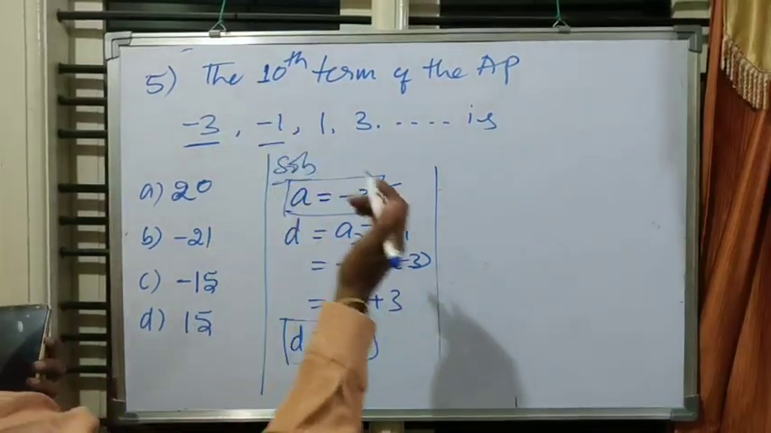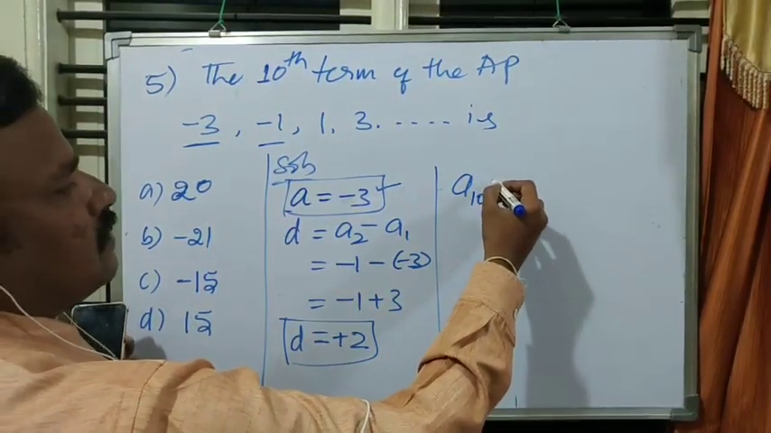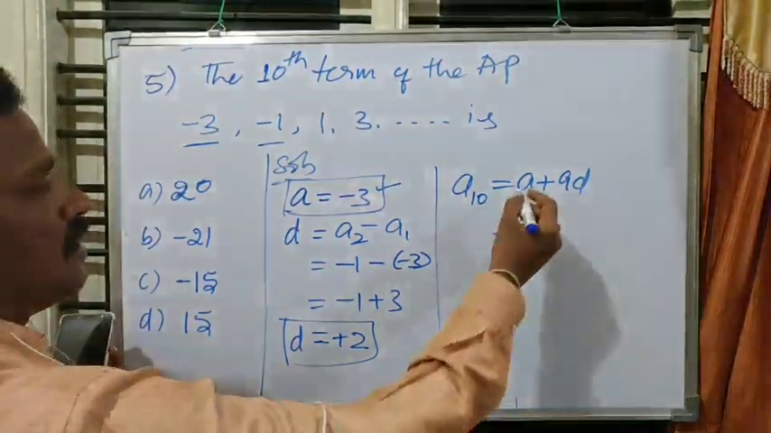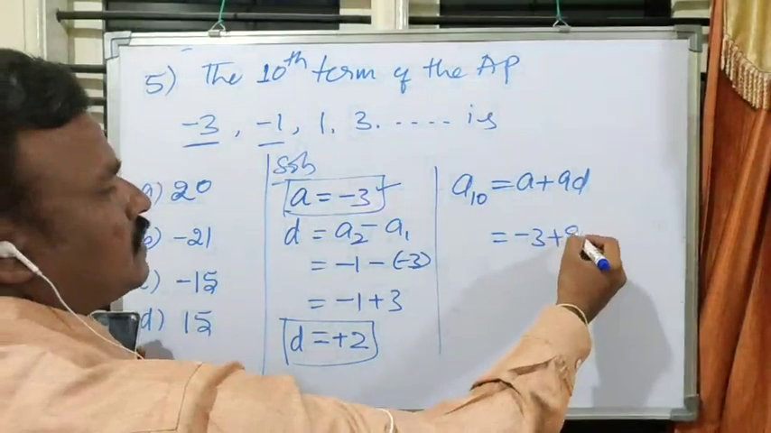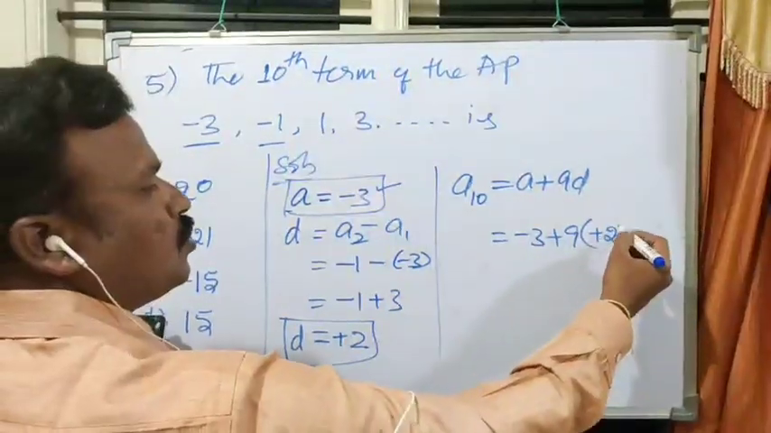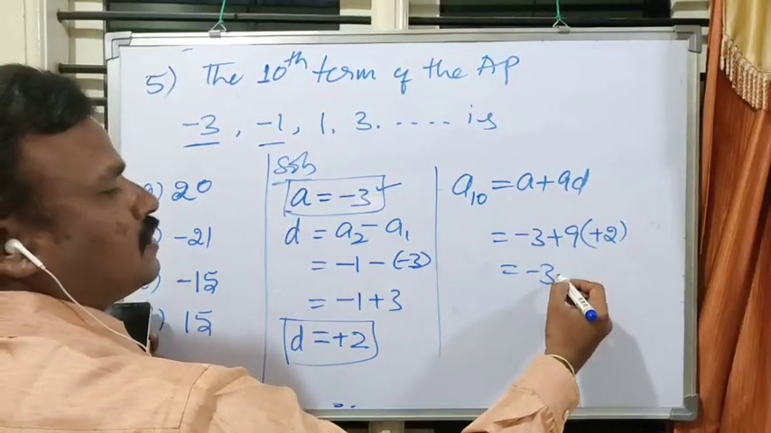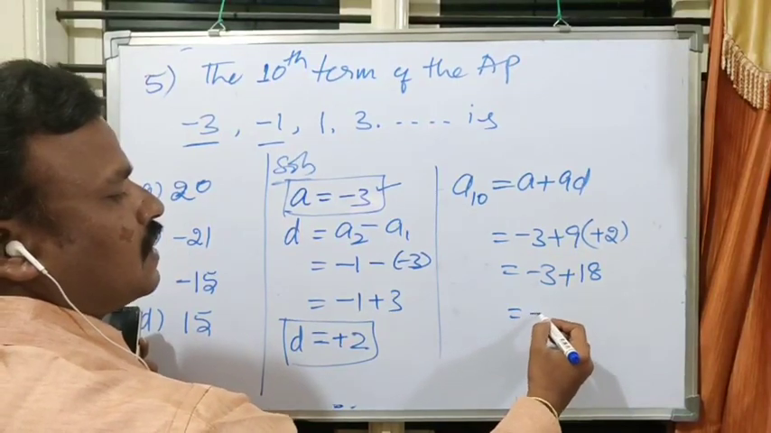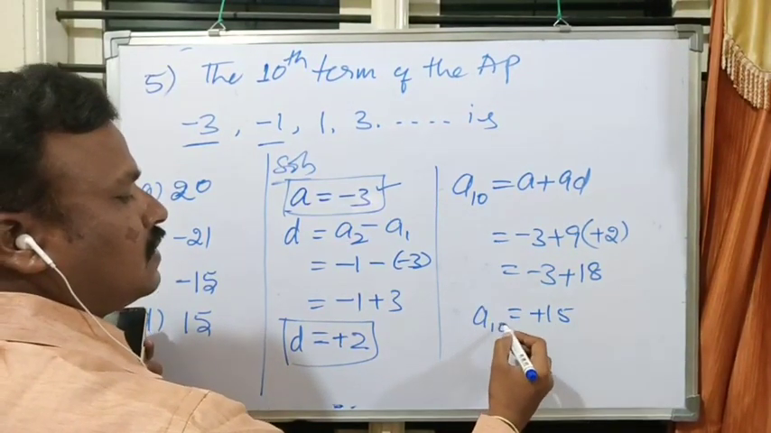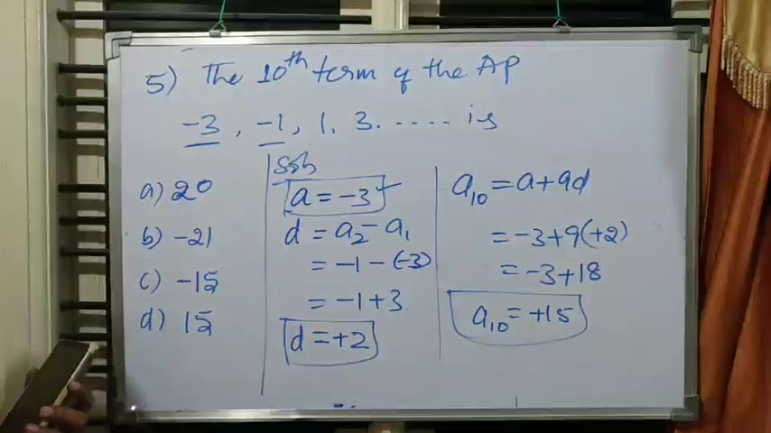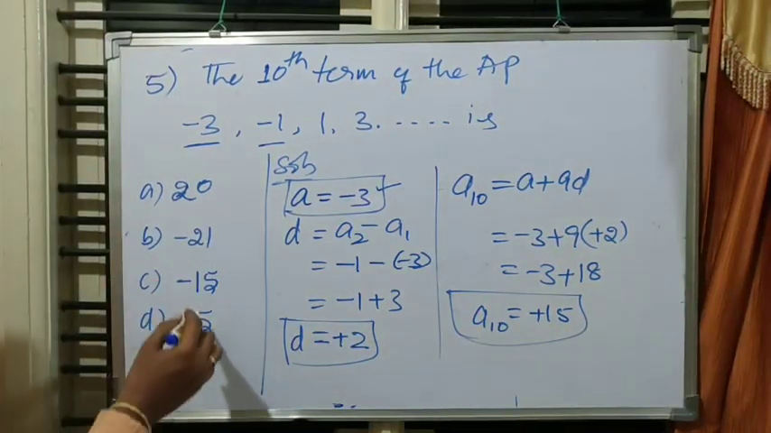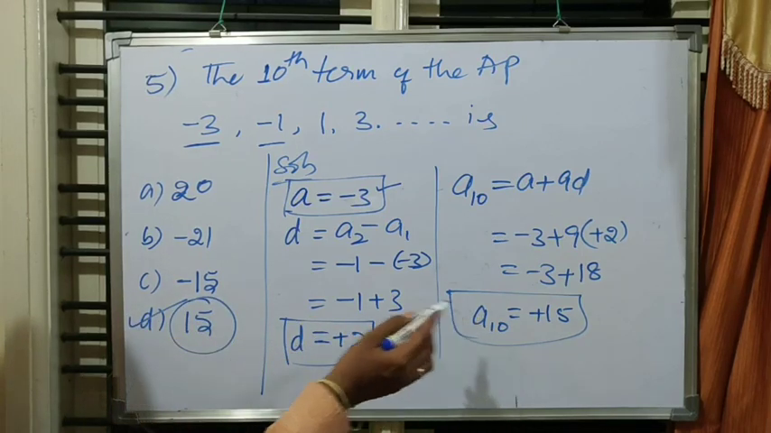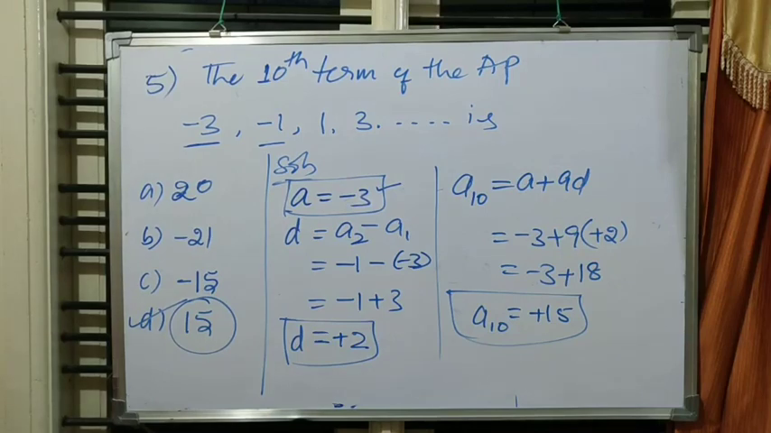Now you can find the 10th term very easily. Directly take the 10th term as a10, whose short form is a plus 9d. Very simple. Substitute the a value as -3 plus 9 and the d value as +2. -3 plus 9 twos are 18, then 18 minus 3 is plus 15. So the 10th term of this AP is plus 15. Your options are A, B, C, D. Which is the option? D is your correct option because it is plus 15.